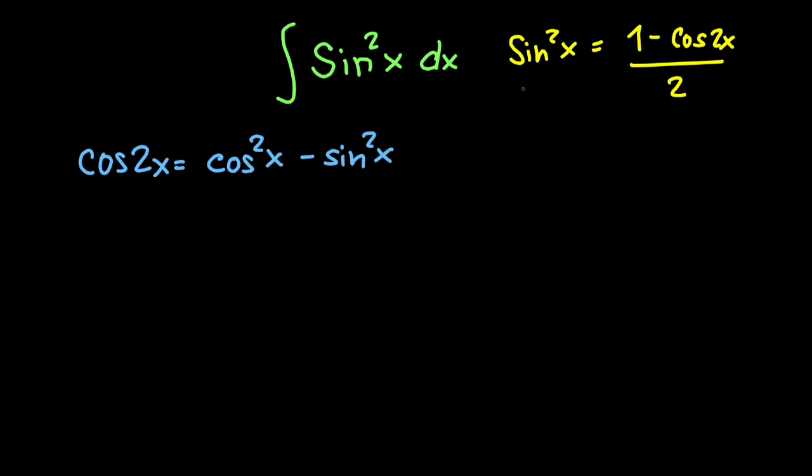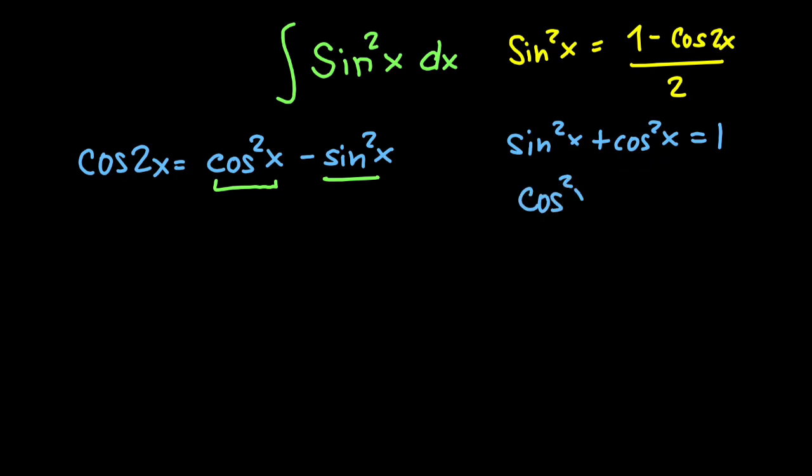Since what we need here is only sine squared of x, we would want cosine squared of x to be reduced. Let us recall the Pythagorean identity, which is sine squared x plus cosine squared x equals 1. We would need to find the value of cosine squared of x. So transpose sine squared of x to the other side, which makes this 1 minus sine squared of x.